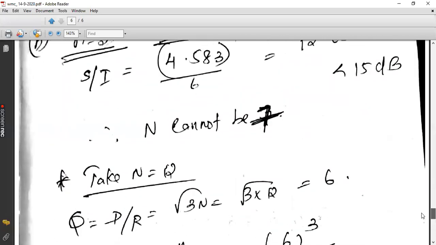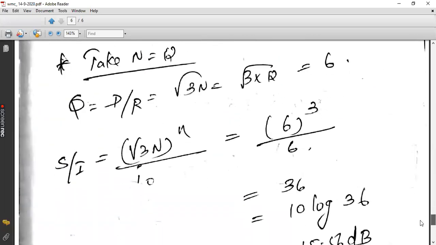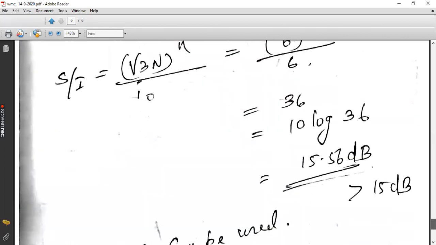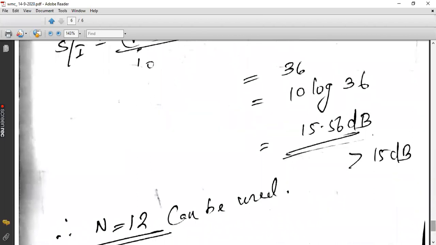Why is I0 6? Because it is given in the question that there are 6 co-channel cells contributing the interference. So the answer is 36. Apply 10 log and find it in dB. So the answer is 15.56 dB, which is greater than 15 dB. So we can use cluster size as 12.